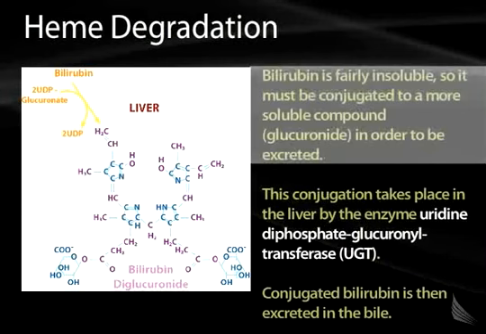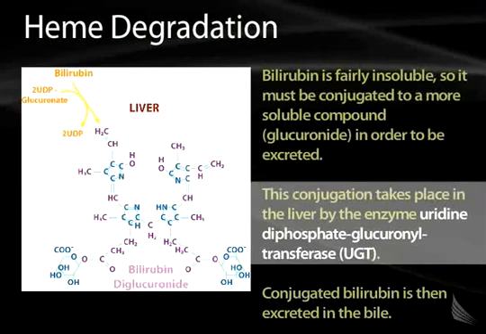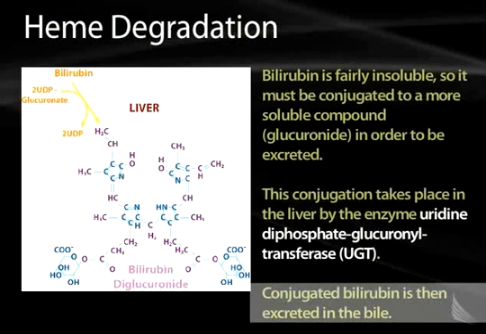Now, bilirubin is a fairly insoluble compound, and so bilirubin needs to be conjugated to something more soluble in order for it to be excreted. And so what happens is we conjugate it to a couple of glucuronide molecules, which are sugars that are very hydrophilic and increase the solubility of bilirubin. This conjugation takes place in the liver, and the enzyme responsible for it is uridine diphosphate glucuronal transferase, or UGT. This conjugated bilirubin is then able to be excreted in the bile.